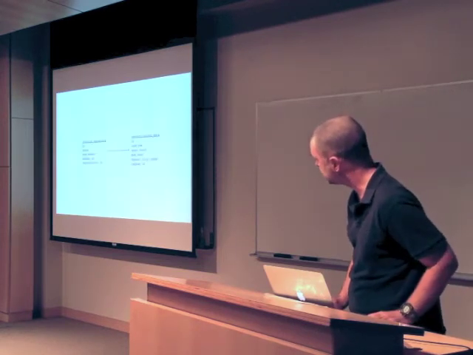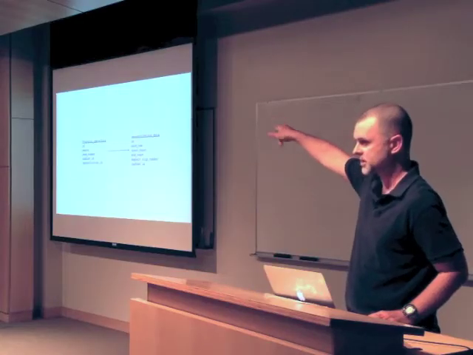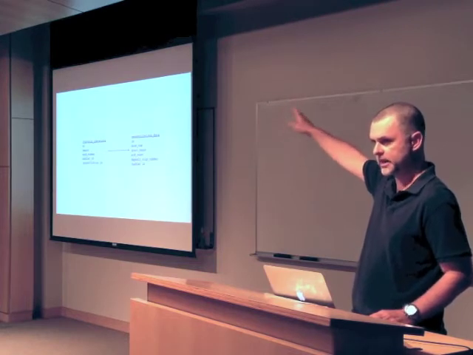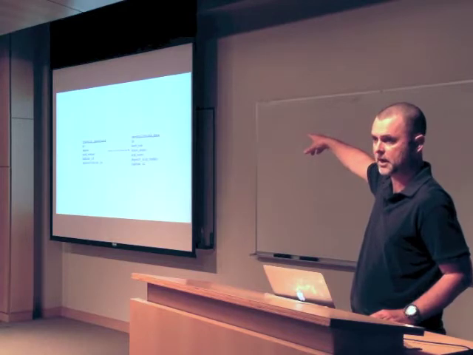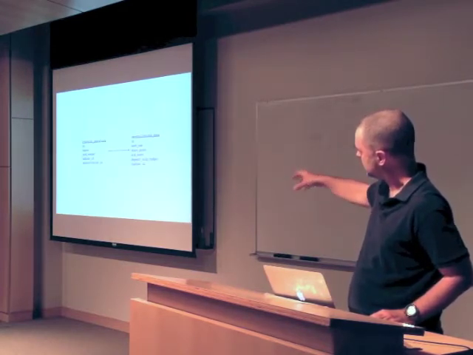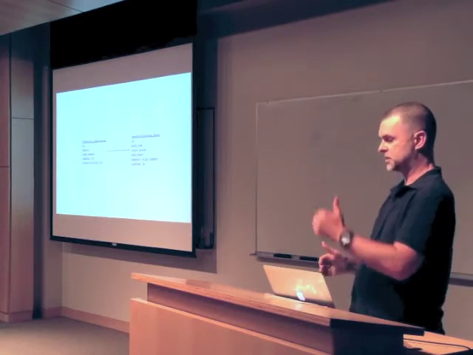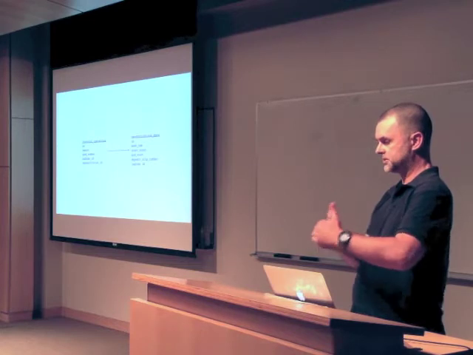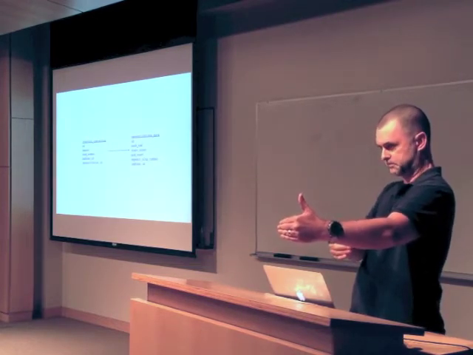That's what I did in an application I have, where I have financial operations tables such as credit cards and cash transactions, and I want to create a reconciliations table. There's a peculiar sort of relationship between these two. I want to be able to pull up a reconciliation, and a reconciliation covers all of the operations, all the transactions by a particular cashier between a particular start and end timestamp.